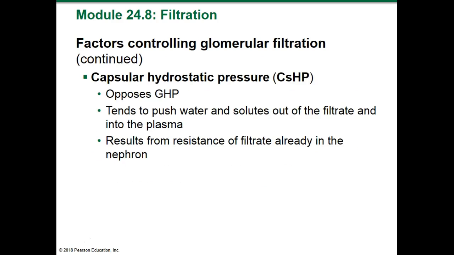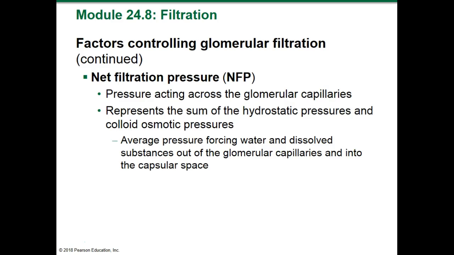So the capsular hydrostatic pressure also opposes the glomerular hydrostatic pressure. It tends to push water and solutes out of the filtrate and into the plasma. So we're saying we still have a certain amount of pressure pushing backwards too that is hydrostatic. The typical kind of pressure as you think of, like barometric, but it results from resistance of the filtrate that's in the nephron. Then you have net filtration pressure.